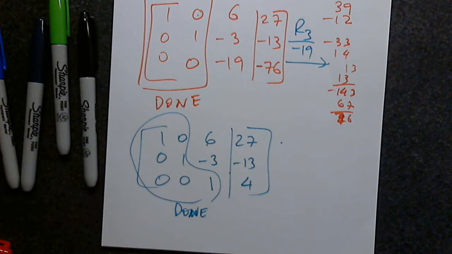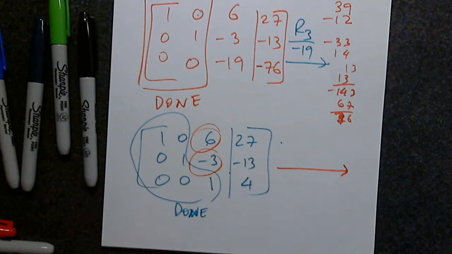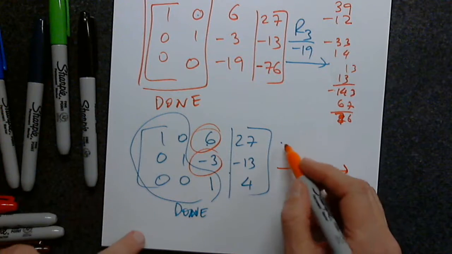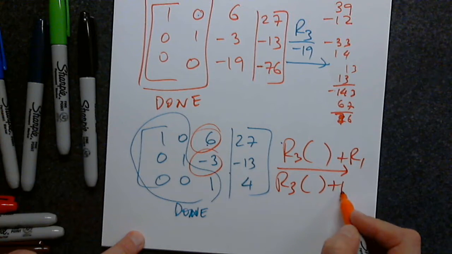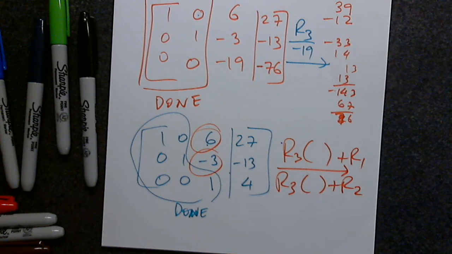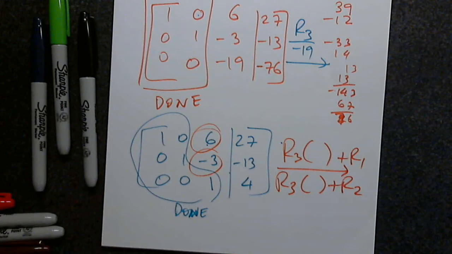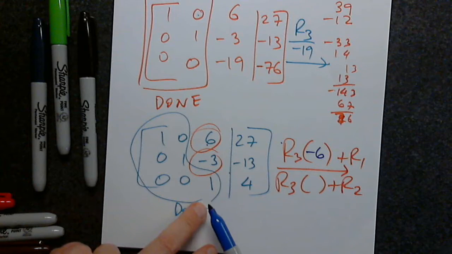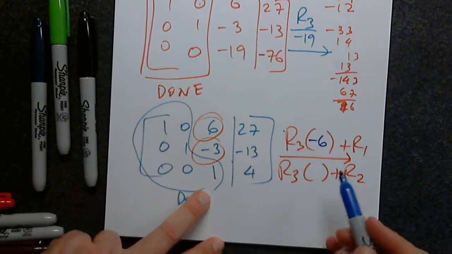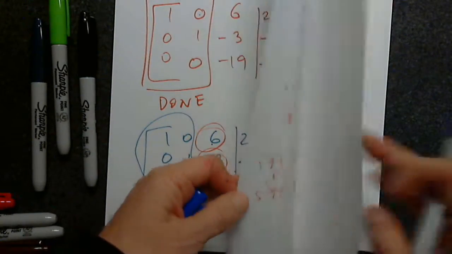Final step. We want zeros here. Which row do I have to use in the last step? I have no choice. Yes, of course, row 3. What do I need to multiply row 3 by to eliminate the 6? Good. What do I need to multiply row 3 by to eliminate the negative 3? And this is the final step. Done.